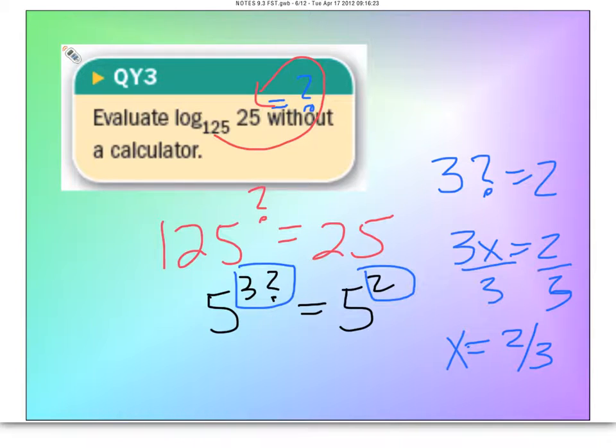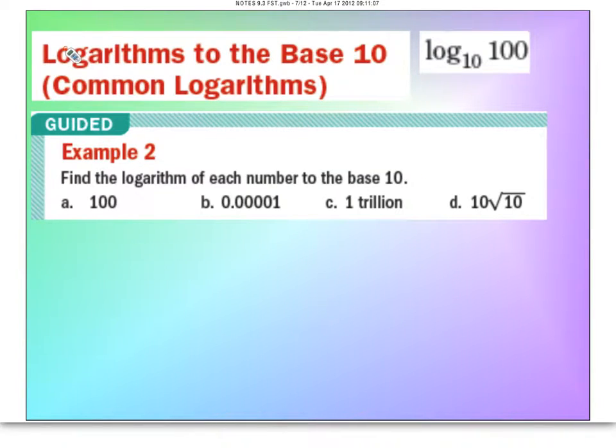And that's what this would be here, really, I guess, for our question mark. 125 to the 2/3 power would equal 25. So 2/3 is the answer. Now it's going to be important for us to talk about base 10 because when you look at your calculator, there's a button that says log. That button on your calculator that looks like log is base 10 counting.